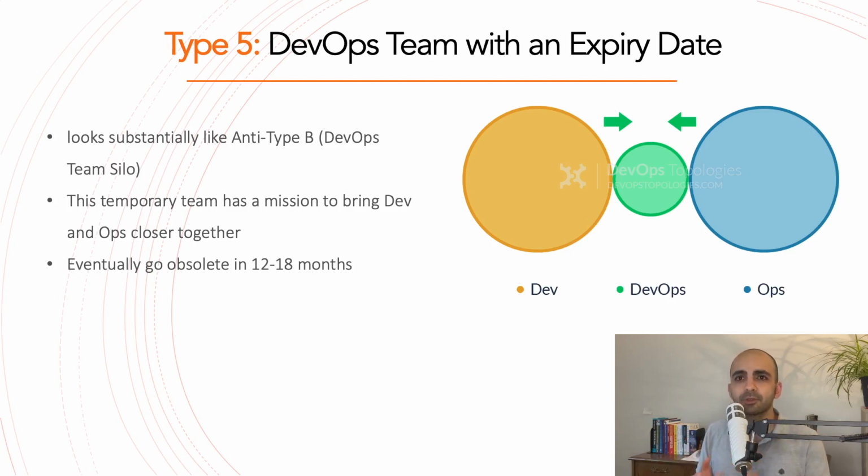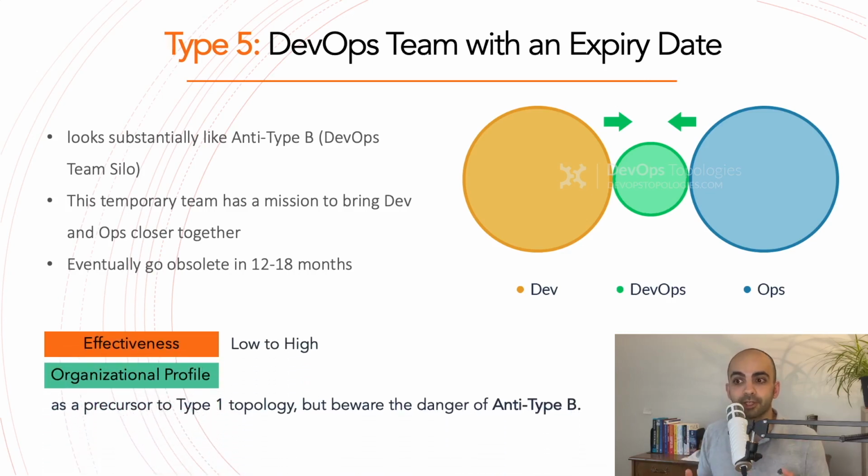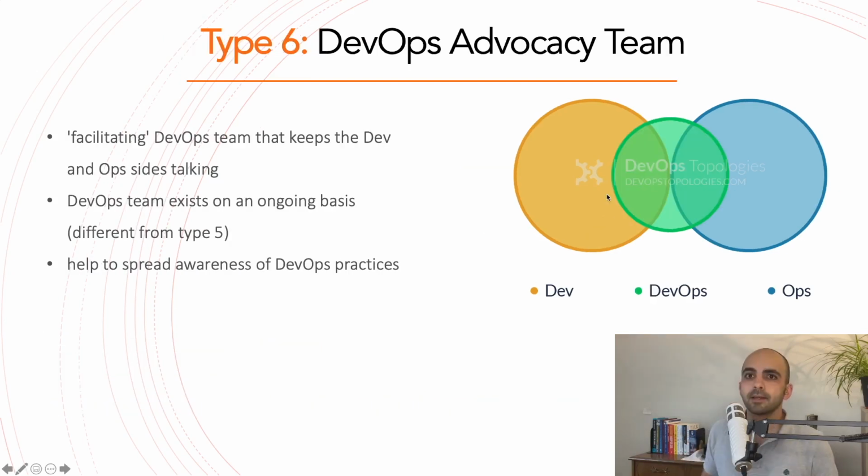Usually they should go away after about 12 to 18 months, kind of like a transitory team in there. So if it's done right, the effectiveness can go from low to very high. It's like a precursor to the type 1 topology, but be aware of the danger of getting stuck in there and becoming type B, the anti-type.